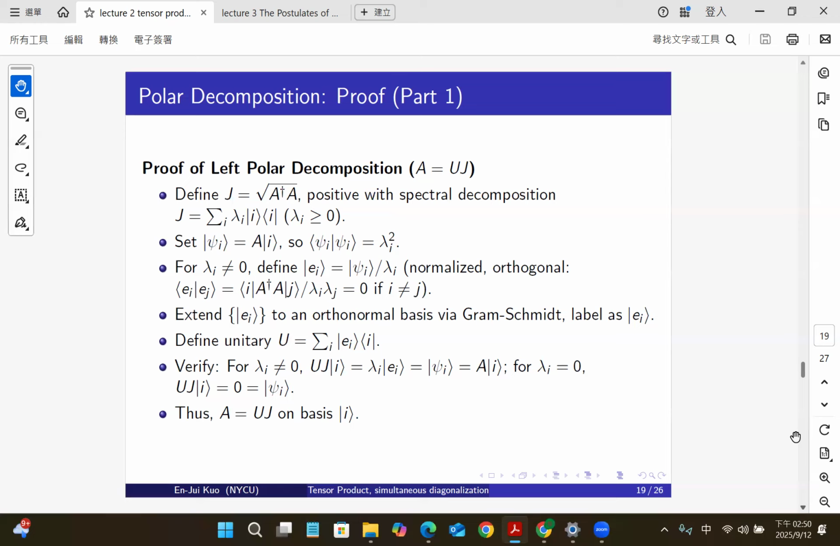So first thing, it's easy enough for you to check that U is unitary. The reason is that you are just mapping one orthonormal vector to another, so you basically change your basis. So U is unitary. Now I want to connect A equals UJ on all the bases. So for lambda i not 0, let me just apply U J acting on i. J applied on i gives lambda i times i, right?